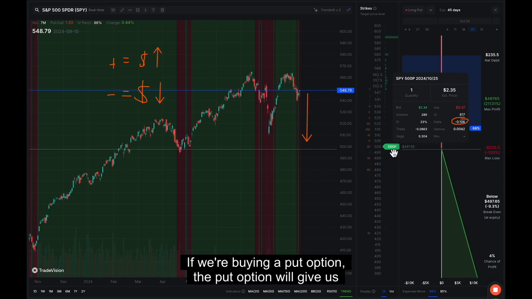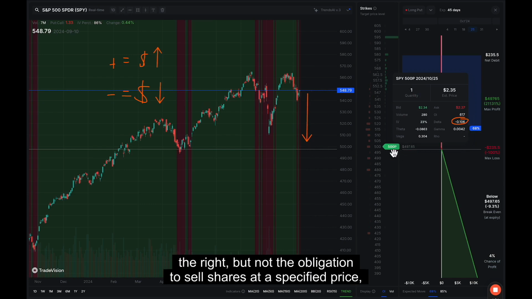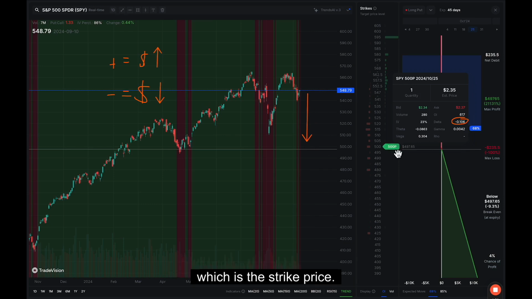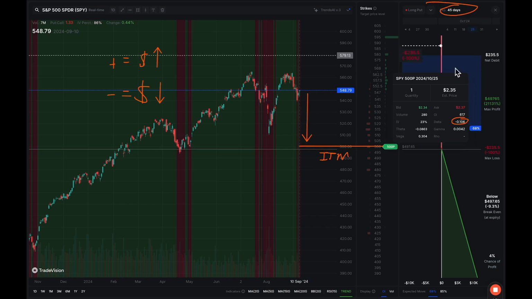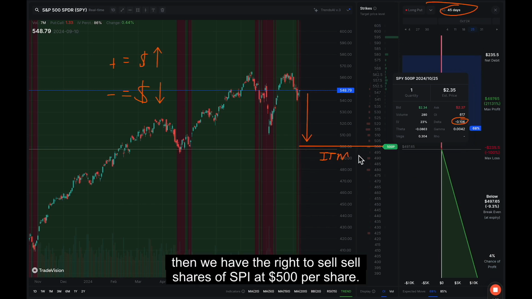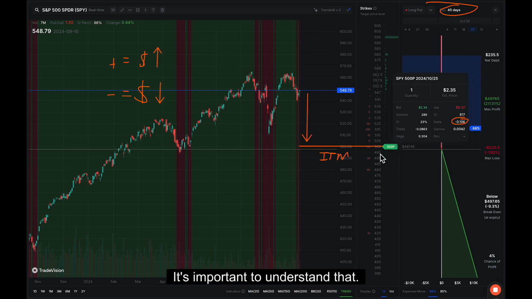The put option will give us the right, but not the obligation, to sell shares at a specified price, which is the strike price. This is the $500 put. If SPY ends up in the money by expiration in 45 days, then we have the right to sell shares of SPY at $500 per share. It's important to understand that.